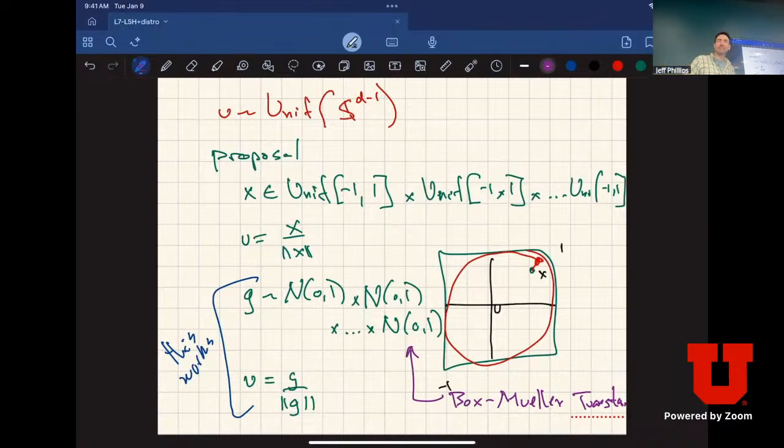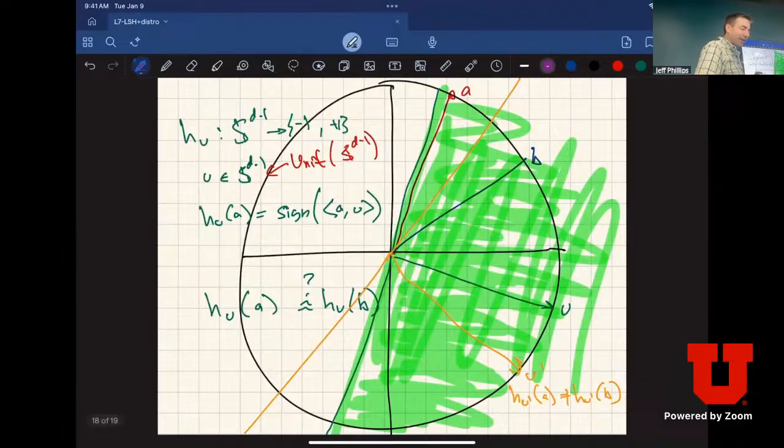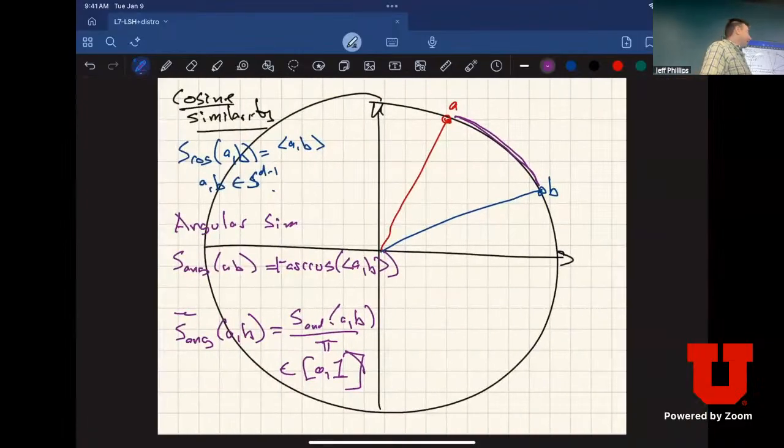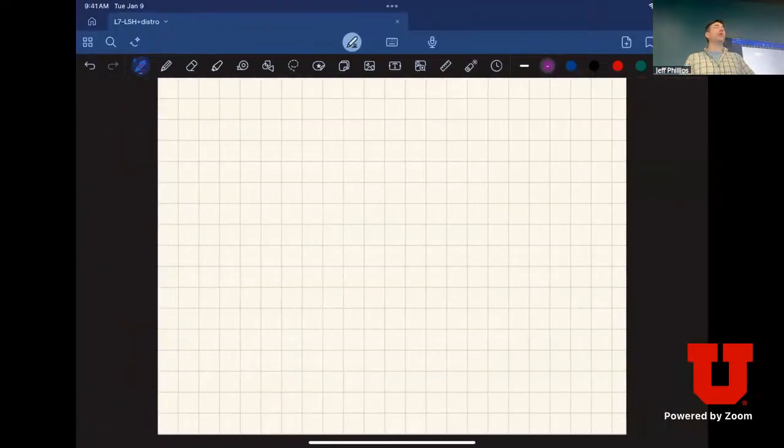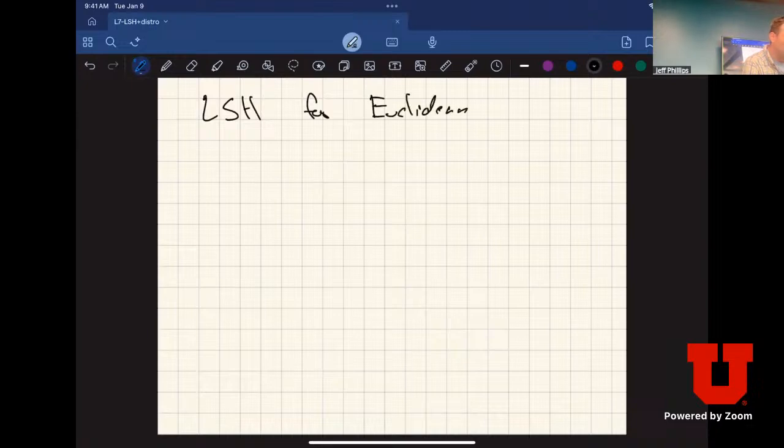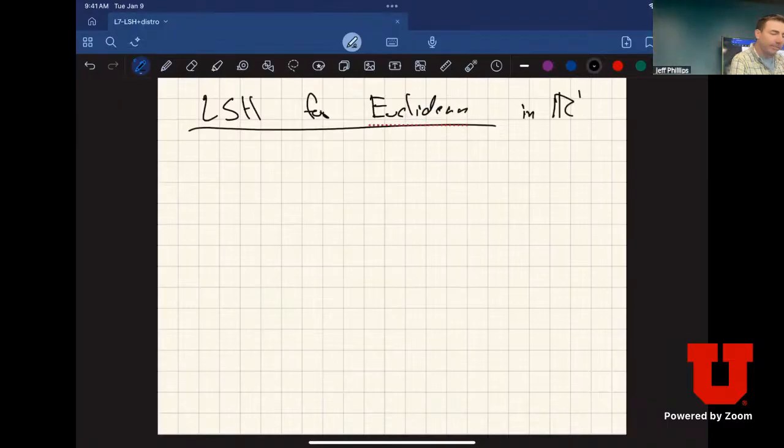Okay, so this is how we get these hash functions for angular similarity, which can map to cosine similarity through some kind of trig and algebraic transforms. Okay, how do we do Euclidean distance? With Euclidean distance, let's start with a locality sensitive hash for Euclidean, and let's start in R1. So now all my points lie on the R1 dimension. We'll do one dimension at a time.